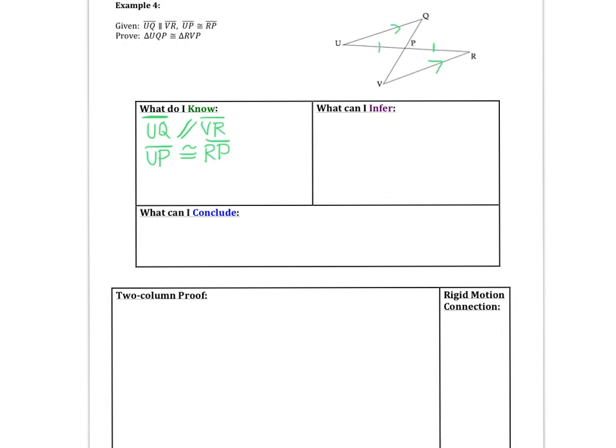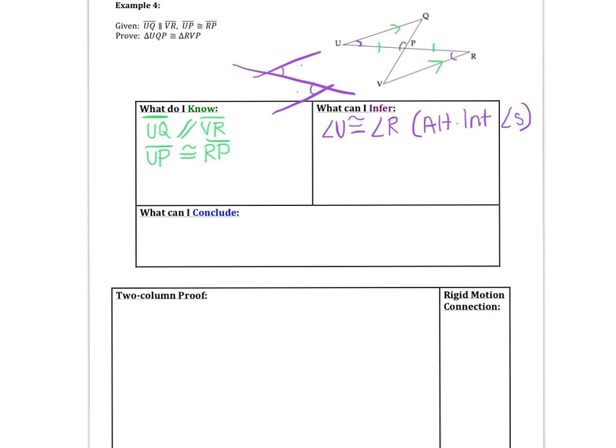So I'm going to use this parallel line information first. If these two lines are parallel, and again, I have a hard time seeing things, so I'm just going to draw it over here, and here's my transversal, and I've got a triangle here and a triangle here. Then I'm going to call these two angles congruent because they are alternate interior angles. So angle U is congruent to angle R because of alternate interior angles. All right, so I have an angle and a side.